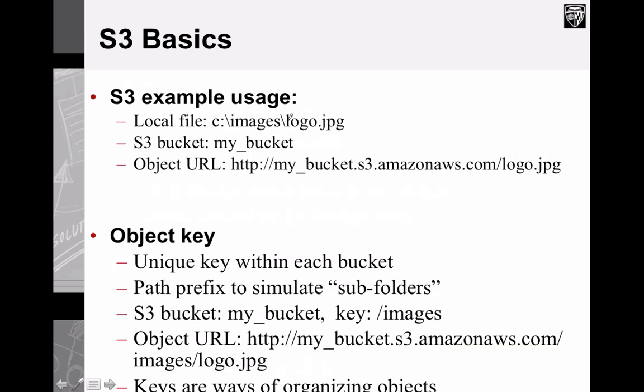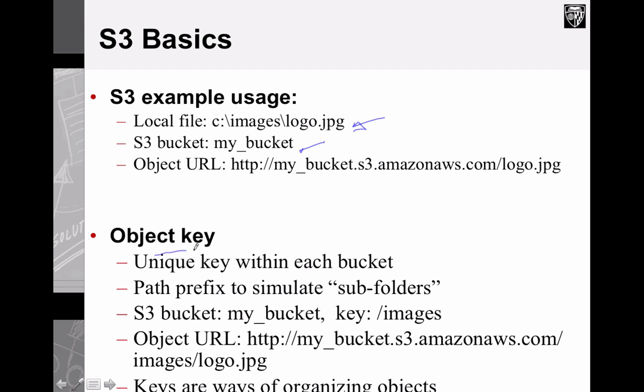So let's look at the concept of buckets and objects in detail. Let's say you have a file called logo.jpg that you want to upload to a bucket called my_bucket. When you upload this file to this bucket, you will get the URL http://my_bucket.s3.amazonaws.com/logo.jpg.